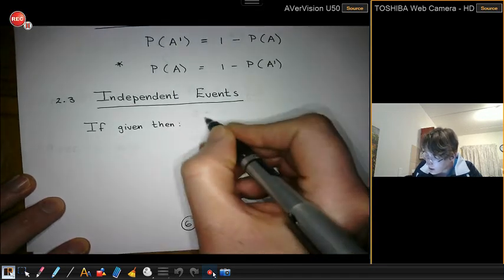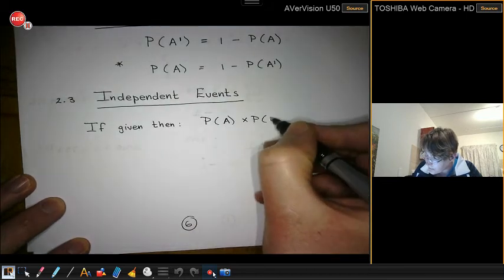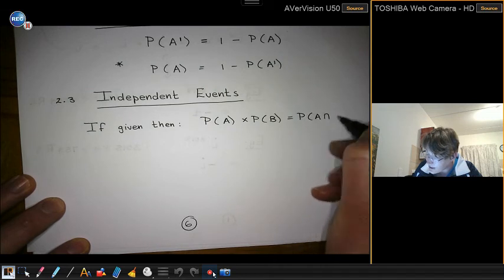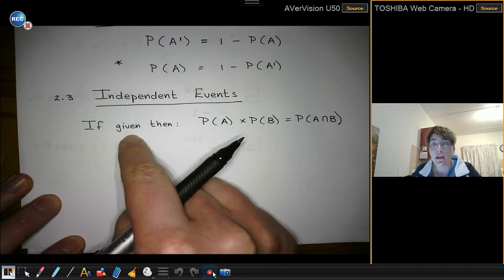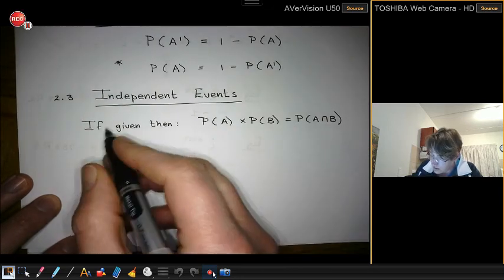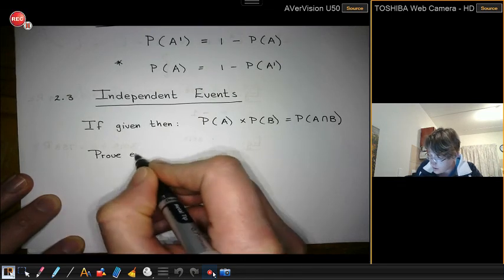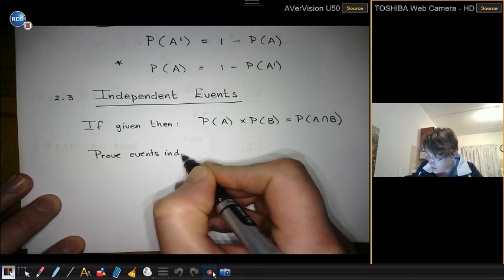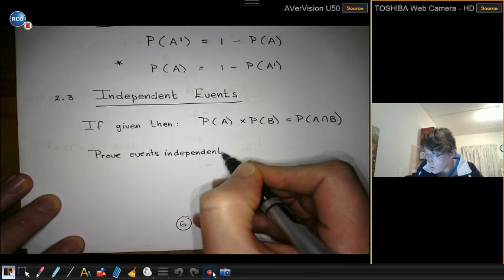You can say the probability of A times the probability of B is equal to the probability of A and B, like I did in that example in the previous video. I could make the statement because it was given that the events were independent. But if I have to prove the events are independent, then it's different. I cannot start with what I'm trying to prove.